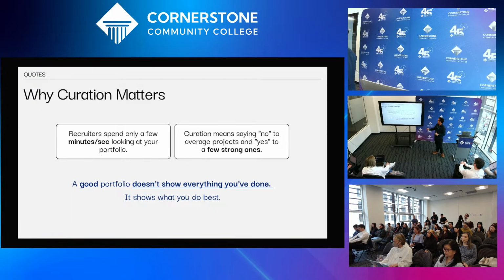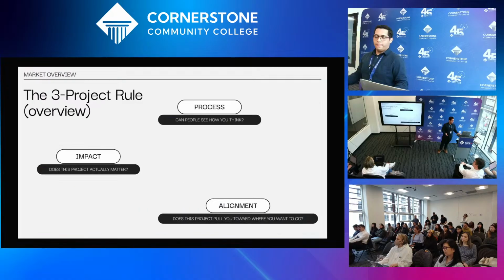Process: show people how you think. So you're not just a robot, you're not just something really simple. You know how to think in depth. Impact: show that you can help a business to grow. And as well, show that you are aligned with the company. Okay, then that's the checklist.